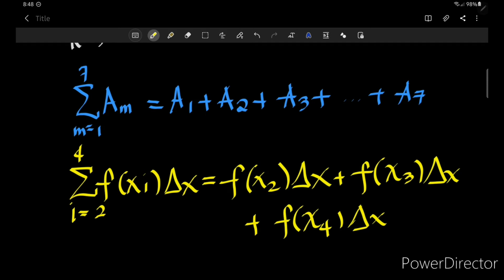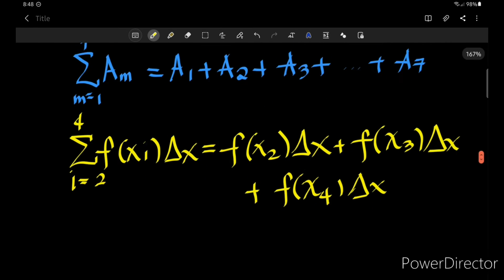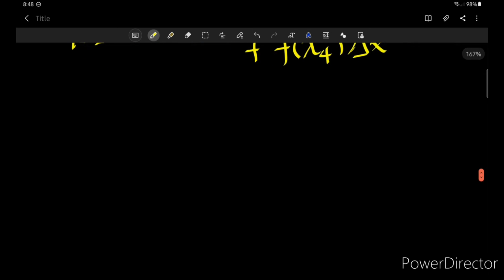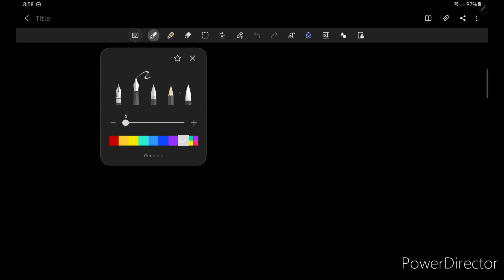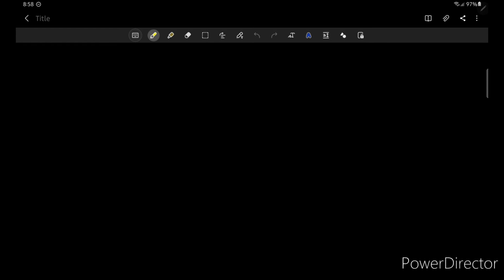On our next topic, we are going to state some theorems under sigma notation and prove some of them. So, let us go to the theorems. Okay, let us have our first theorem.